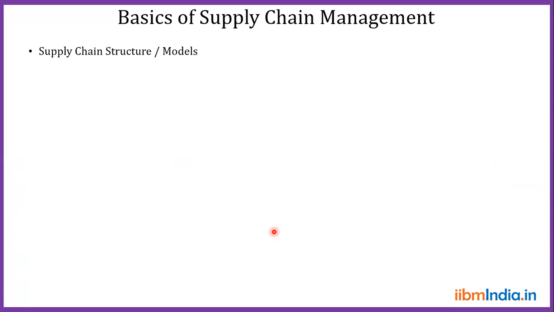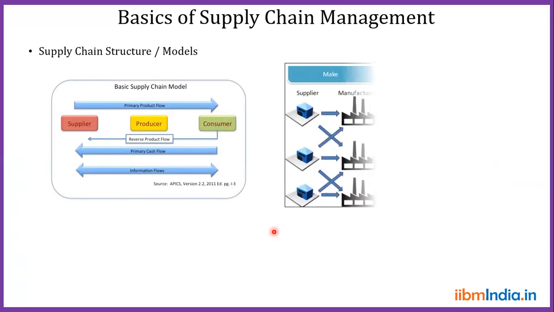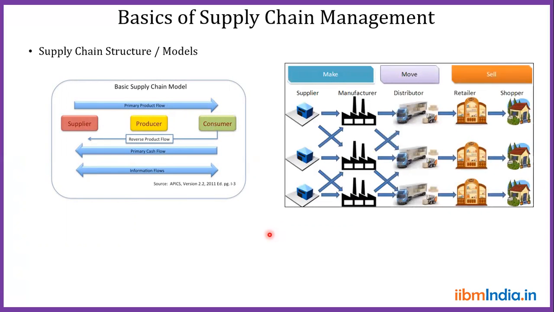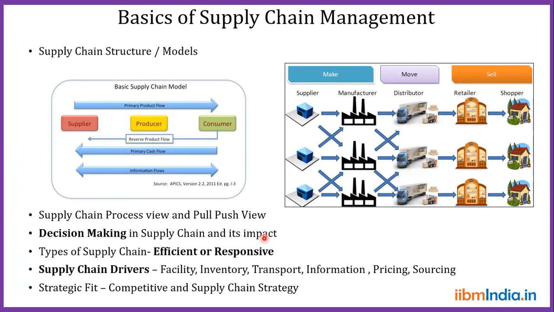Here we will start with the definition and history of supply chain and logistics. Then we will study the basic model of supply chain up to the complicated models, and how it works in various industries. After that, we will study the different process views, that is the cyclic process view, and pull and push supply chains. As businesses and companies are changing, the way supply chain is managed is also changing.